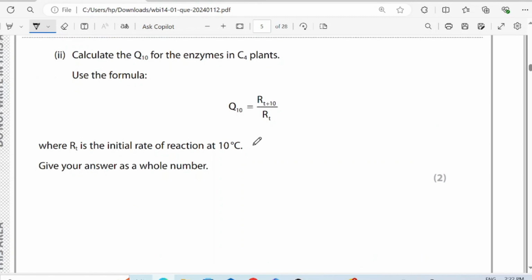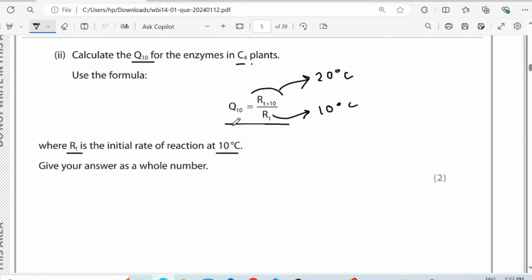Moving on, this is the last question from question 2. Calculate the Q10 for the enzymes in C4 plants. Use the formula, where RT is the initial rate of reaction at 10 degrees Celsius. Give your answer as a whole number. So if RT is the initial rate of reaction at 10 degrees Celsius, this portion has to be for 20 degrees Celsius, right? Because it says RT plus 10, and this one is going to be for 10 degrees Celsius as they mentioned earlier.